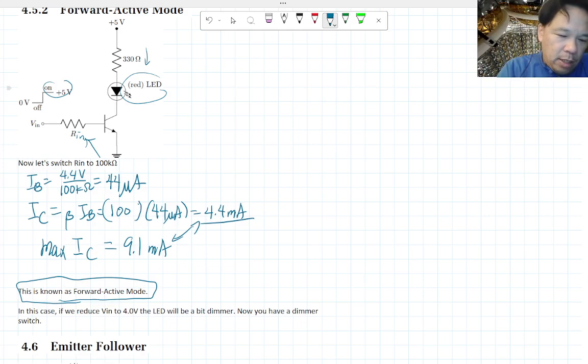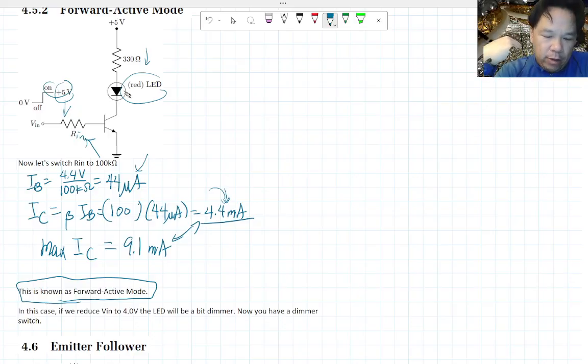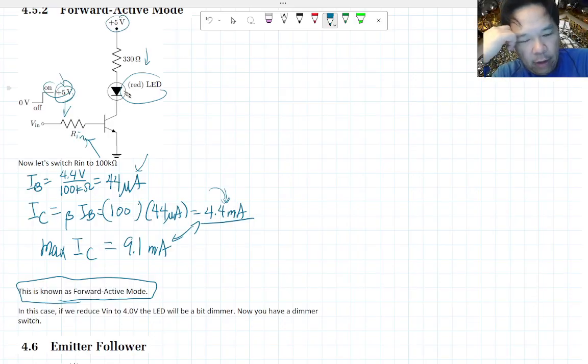Let's say if we drop the input voltage down to 4, I'll let you do that calculation. You actually reduce the base current, which then in turn reduces the collector current. Then actually the amount of power that comes out of the LED changes, so you can actually dim the LED by reducing the voltage input. Okay, one thing to note, this is capped at 5 volt. The VCC is at 5 volts.